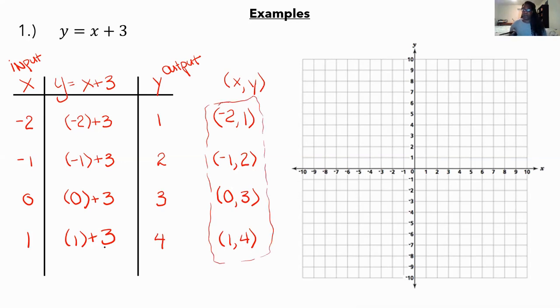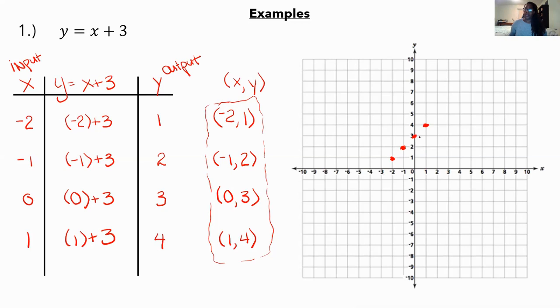So if you recall, remember what we did with the coordinate plane? We always start at the origin at 0, 0. So for the first one at -2, 1, that means I'm going to the left 2, and I'm going to go up 1 and plot my point. So for the next one, starting at 0, I go to -1 and up 2. Next one is 0, so I just go up 3. Next one is 1, 4, so that means I'm going to the right 1 and up 4.